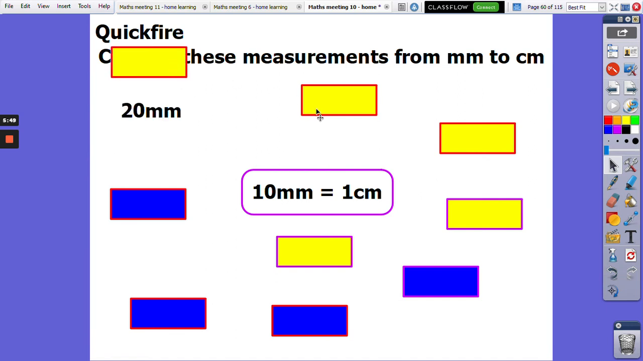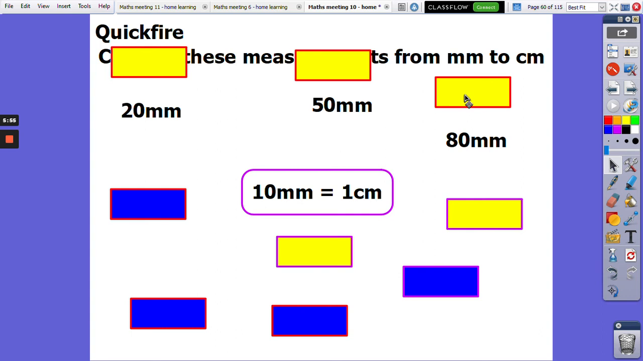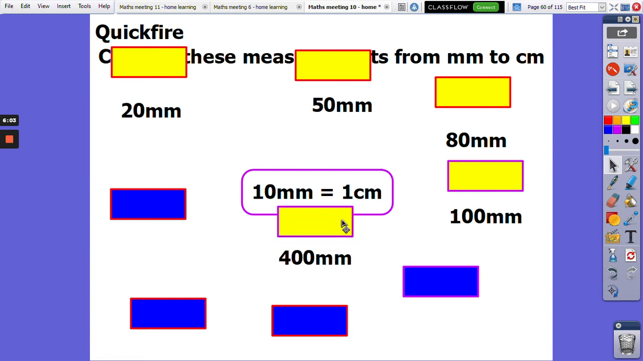2 centimeters. 5 centimeters. 8 centimeters. 10 centimeters. 40 centimeters. Now we're going to look at centimeters and millimeters. So I want you to shout out your answer with centimeters and millimeters.